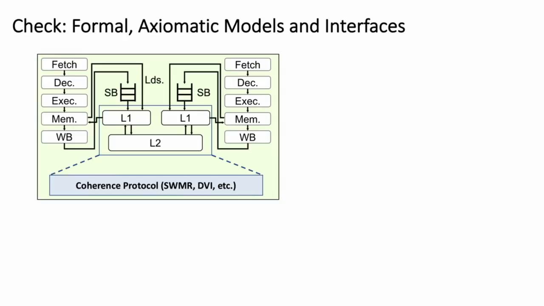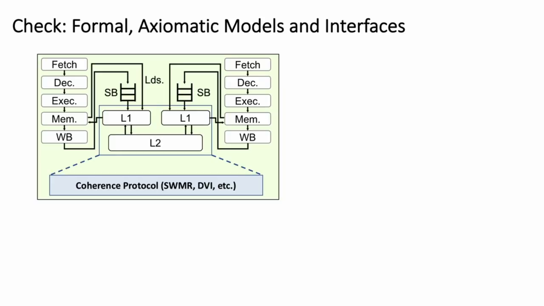space. So first I want to tell you a little bit about these axiomatic models. Here's a sort of simple view of a dual core processor: 5-stage pipelines, fetch, decode, execute, kind of like your architecture class from undergrad, along with some sort of coherence protocol, single writer, multiple reader, and so forth.